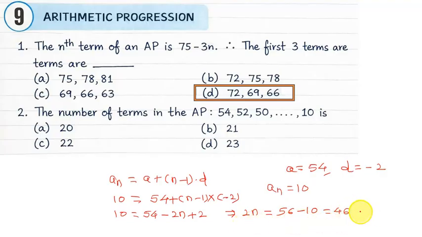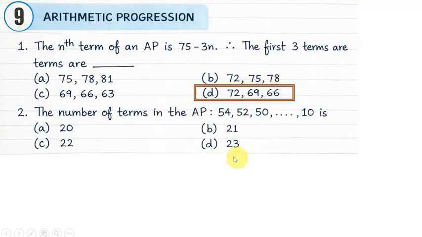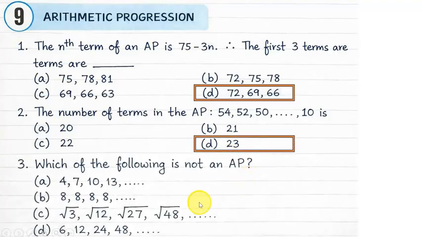2n is equal to 46. It implies that n is equal to 46 upon 2, and that's equal to 23, and hence option D is correct here. Okay. Now next, which of the following is not an AP?